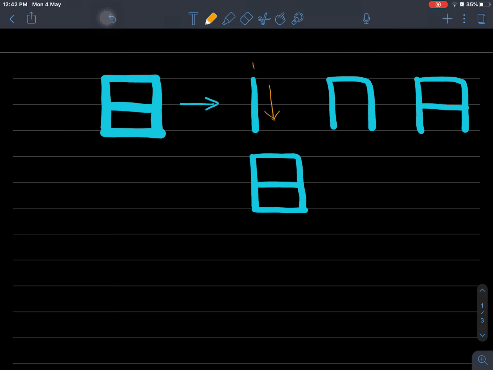So this is stroke number 1, this is stroke number 2, this is stroke number 3, and this is stroke number 4. So when we write it all together, it becomes 1, 2, 3, 4. That's how that comes out.